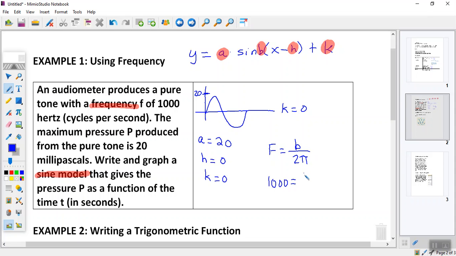That's going to equal b divided by what? Do I have enough information there to figure out what my b value is at this point? Yes. What is that b value? What would you do to get b alone? Times 2 pi. So b would have to equal 2 pi times 1,000, which is?